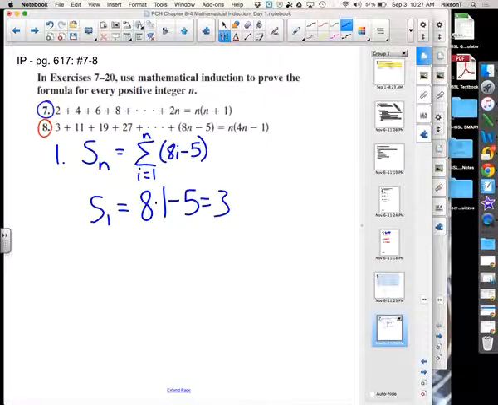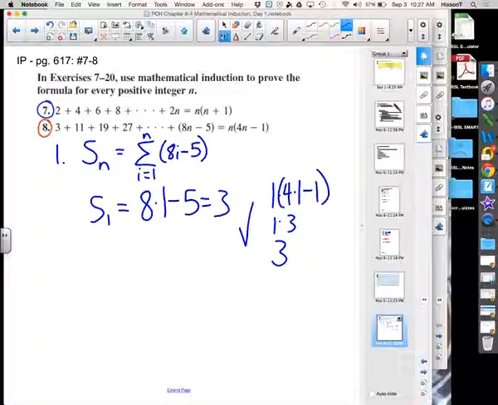But we also need to show that it works for this side. So we do 1 times 4 times 1 minus 1. That's 1 times 3, which equals 3. So we get the same thing on the left and the right when we plug in n equals 1. So that's our first step: let n equal 1. You do that for everyone? Every one works that way.